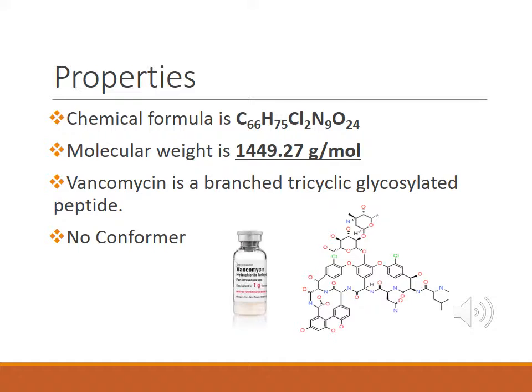Some of vancomycin's properties include a really large chemical formula, C66H75Cl2N9O24. That all adds up to a huge molecular weight of 1,449.27 grams per mole. Vancomycin is a branched tricyclic glycosylated peptide, and there's no conformer because there are way too many atoms present.